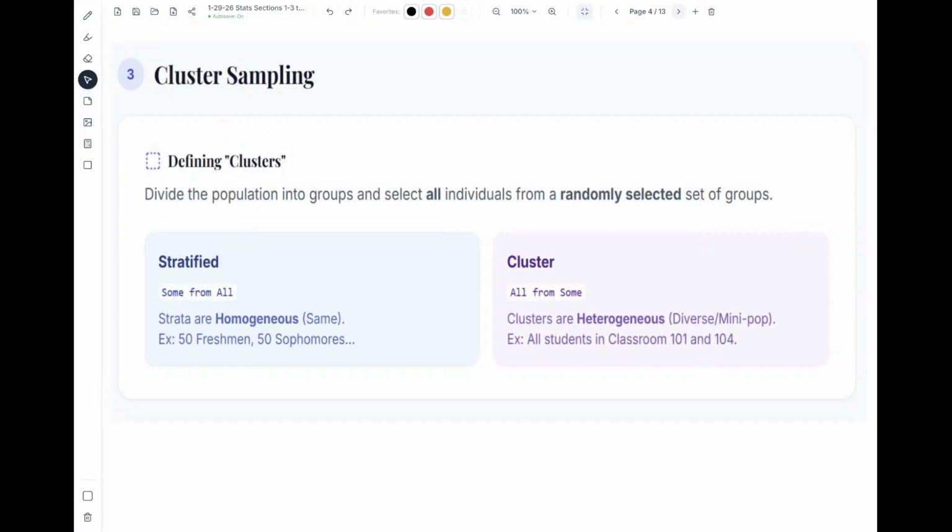Okay? Key piece of this is whatever you're picking has to be chosen at random. So if I pick classes, the classes would have to be chosen at random. If I pick blocks, the blocks would have to be chosen at random. Okay?